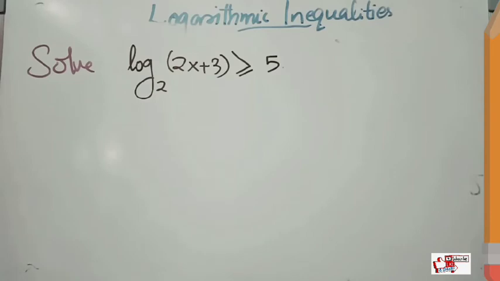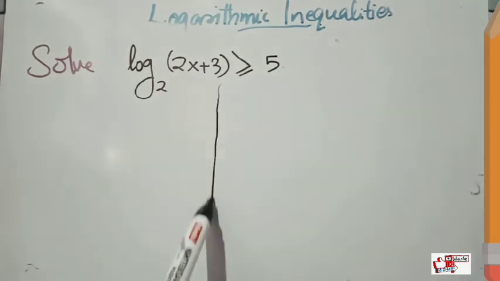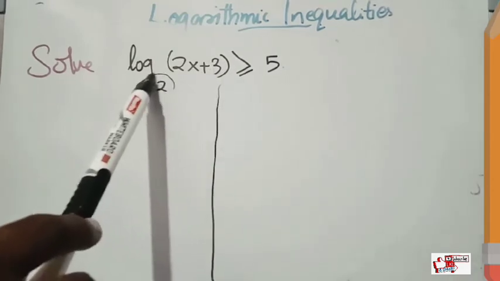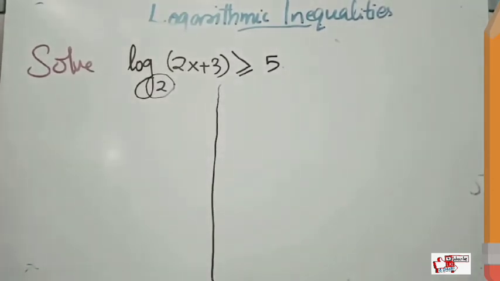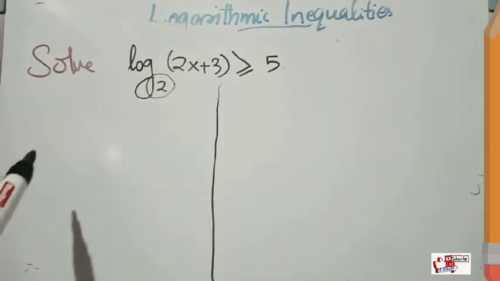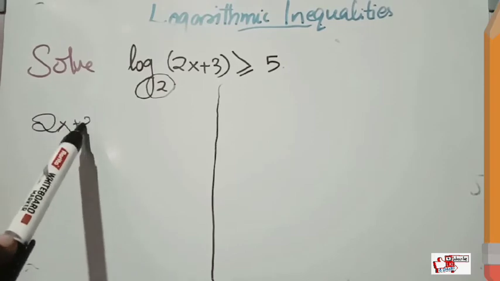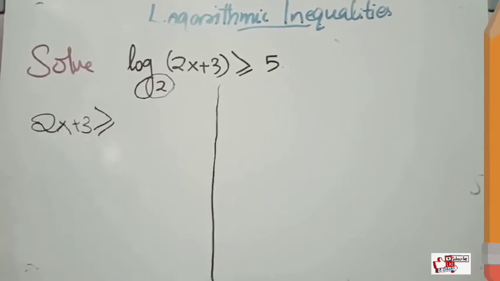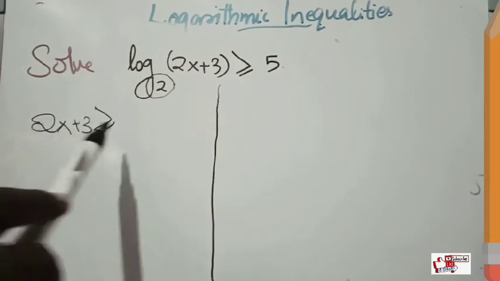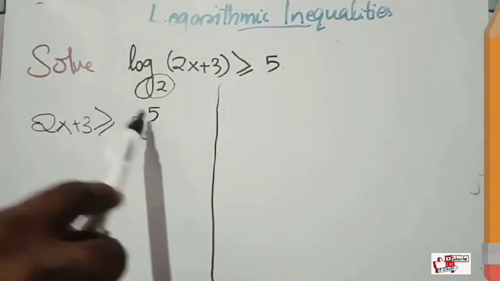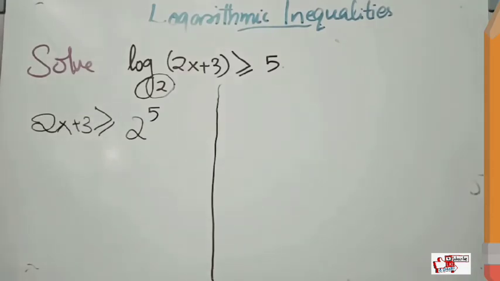Okay, in this case, there are two parts to be done. One part is to find the domain and the other part is the solution based on the base. Let's make two parts here. One part is based on this base. As the base is 2, greater than 1, we can say 2x plus 3 is greater than or equal to 2 raised to 5, isn't it?